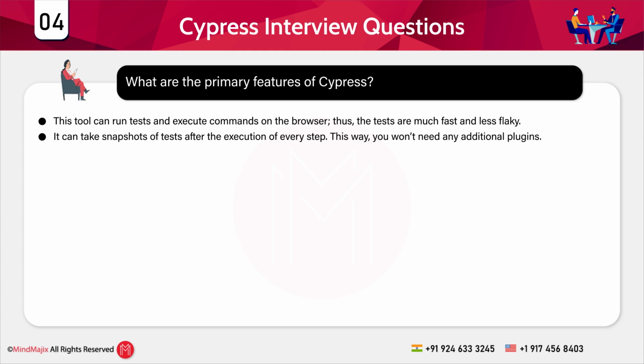The next question is, what are the primary features of Cypress? If you talk about the features of Cypress, this tool can run the tests and execute commands in the browser, and hence the tests are much faster and less flaky. Apart from this, it can take snapshots of the tests after the execution of every step. This way, you won't need any additional plugins. Cypress also offers network traffic control, inbuilt assertions, and automatic wait.